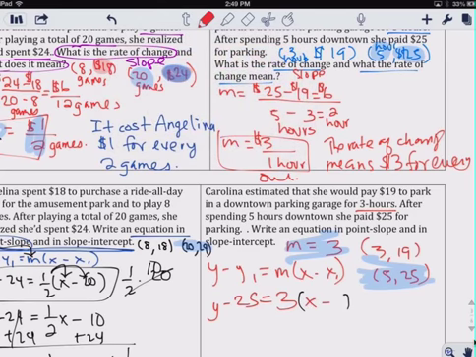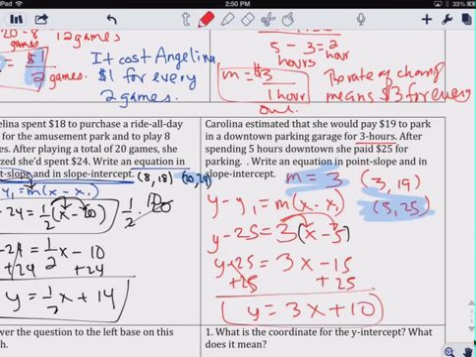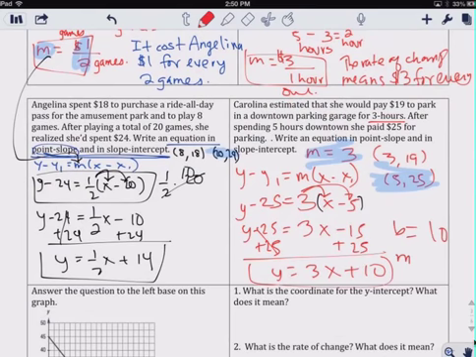X minus 5. So distribute, you get 3x minus 15 equals y minus 25. Add 25, add 25. You get y equals 3x plus 10. Okay, your y-intercept is 10, and your slope is 3 over 1 to the right.